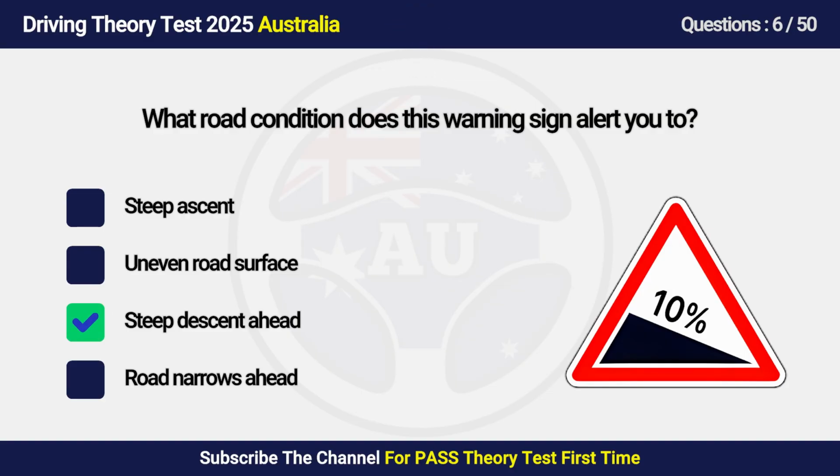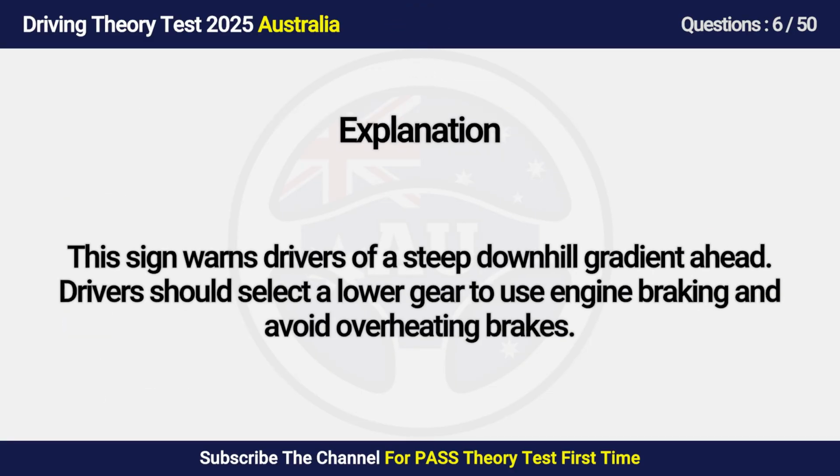Answer is C. Steep descent ahead. This sign warns drivers of a steep downhill gradient ahead. Drivers should select a lower gear to use engine braking and avoid overheating brakes.